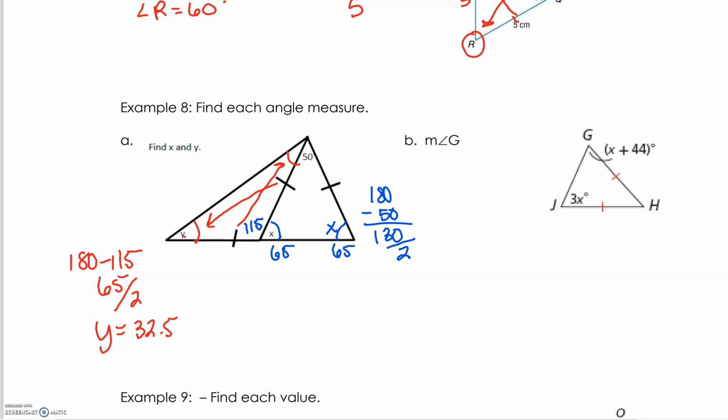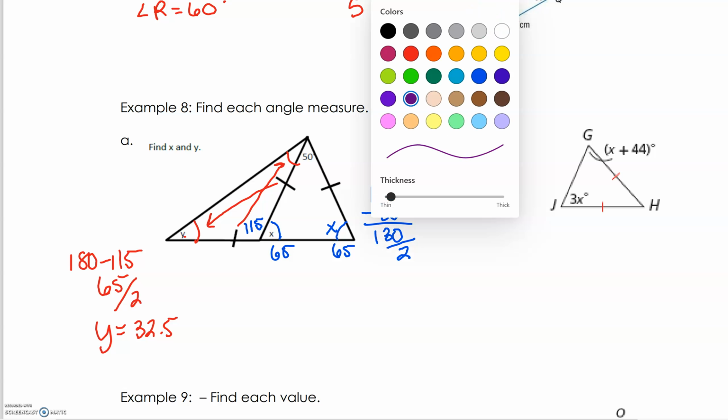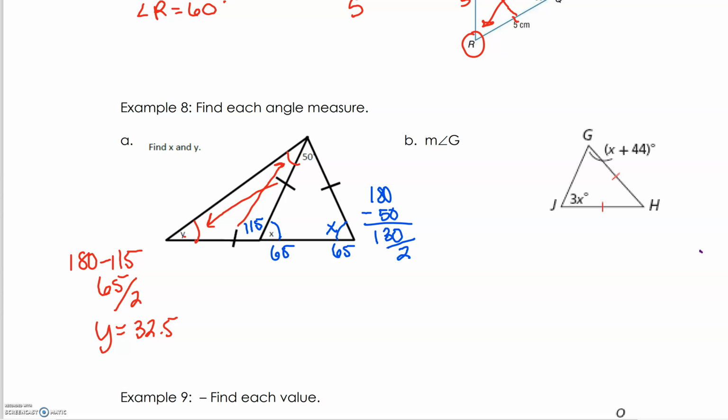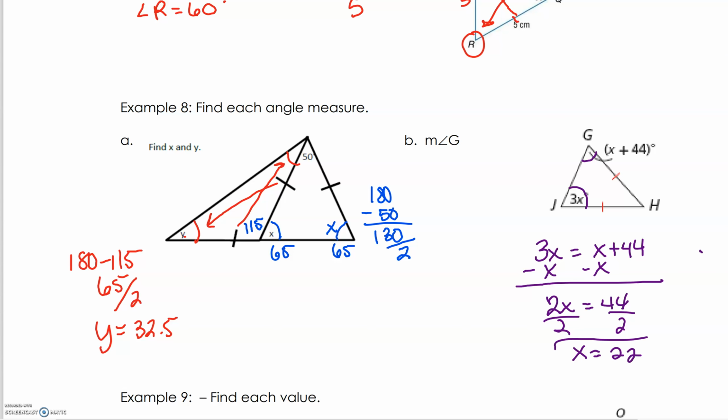All right, let's take a look down here. If we know the tick marks here, we know these angles are congruent, so we can just go ahead and set those equal and solve. 2x equals 44, and divide by 2, x equals 22.